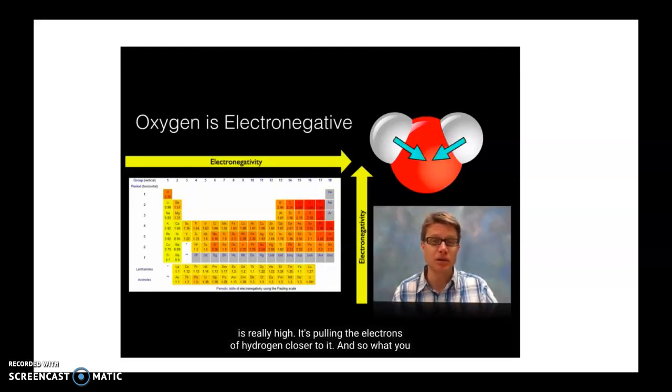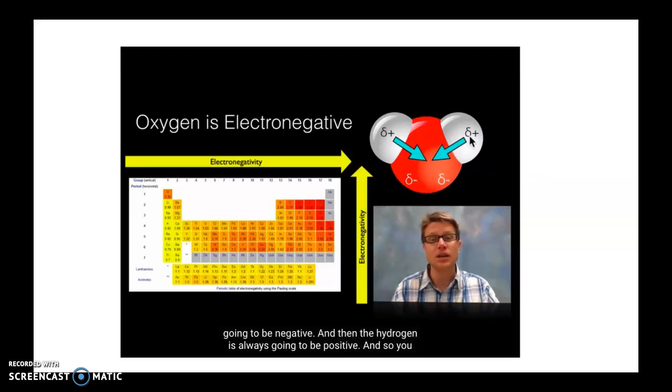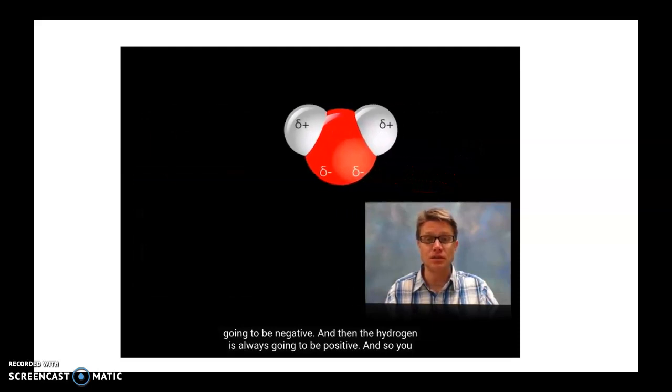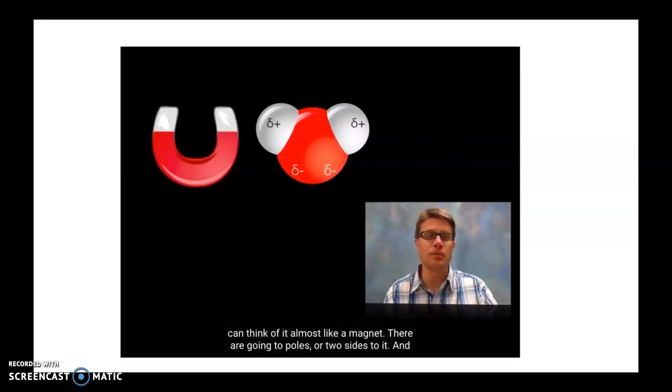It's pulling the electrons of hydrogen closer to it. And so what you get is a partial positive and a partial negative charge. In other words, the oxygen's always going to be negative, and then the hydrogen's always going to be positive. And so you can think of it almost like a magnet. There are going to be poles, or two sides to it.